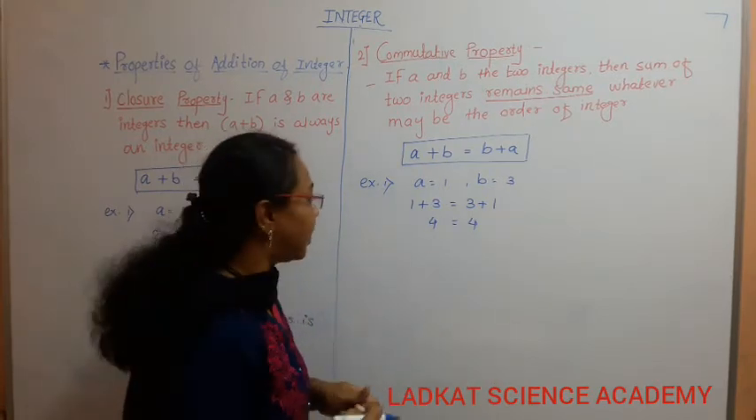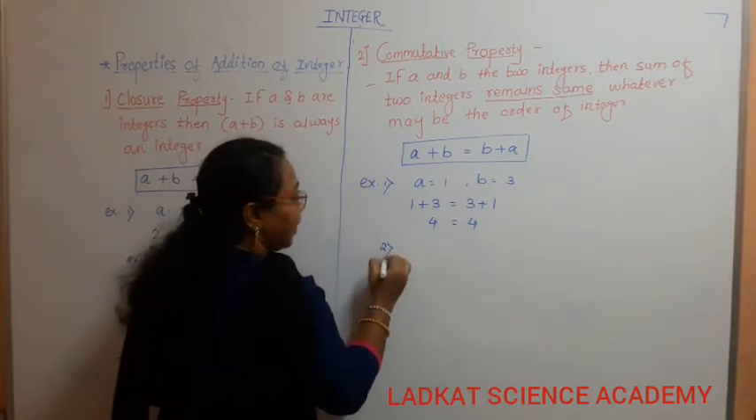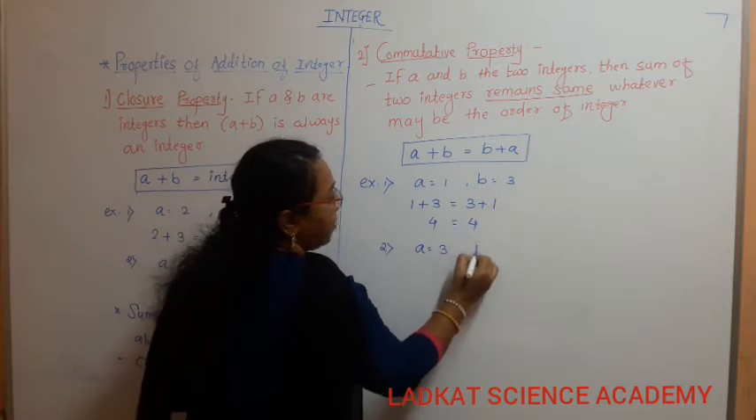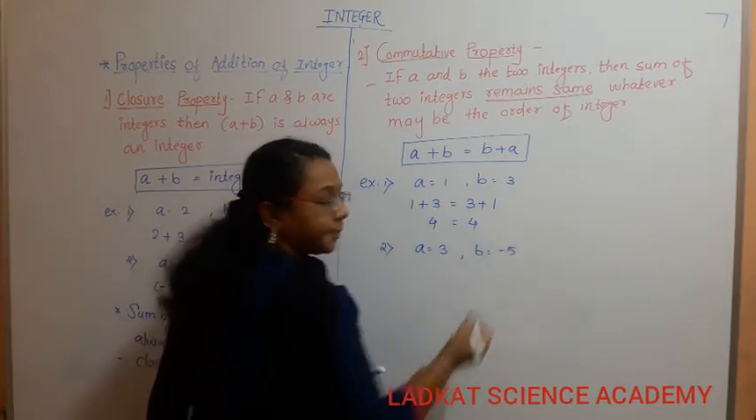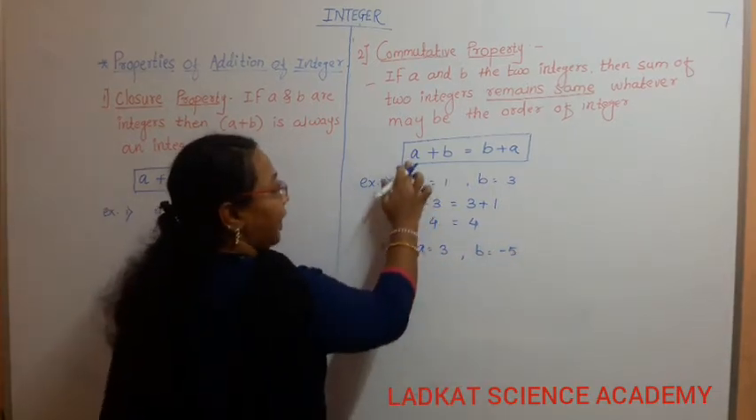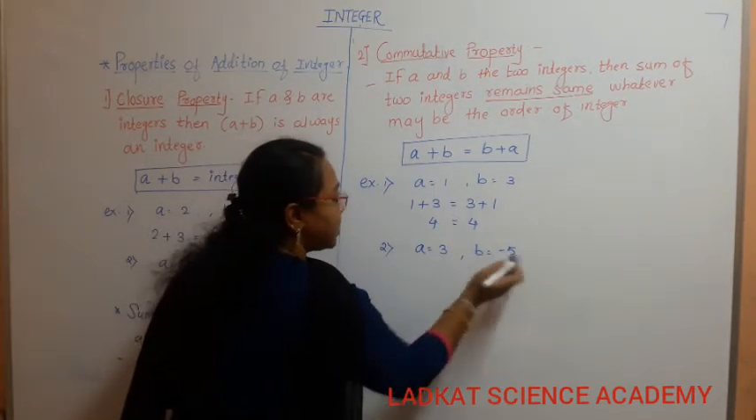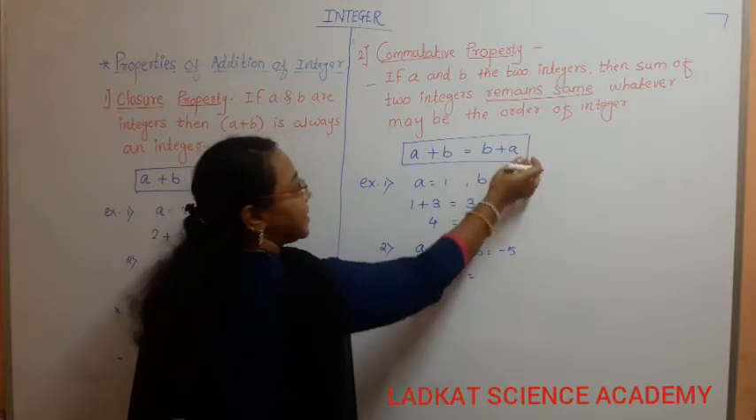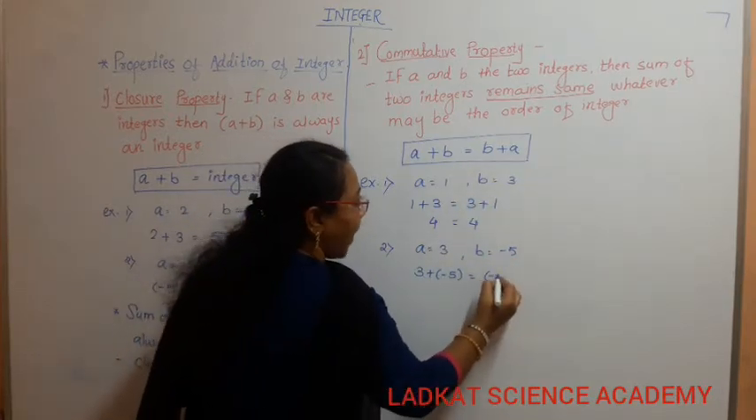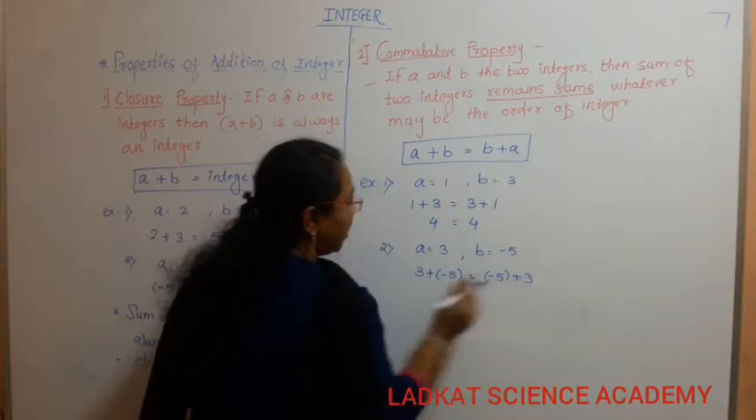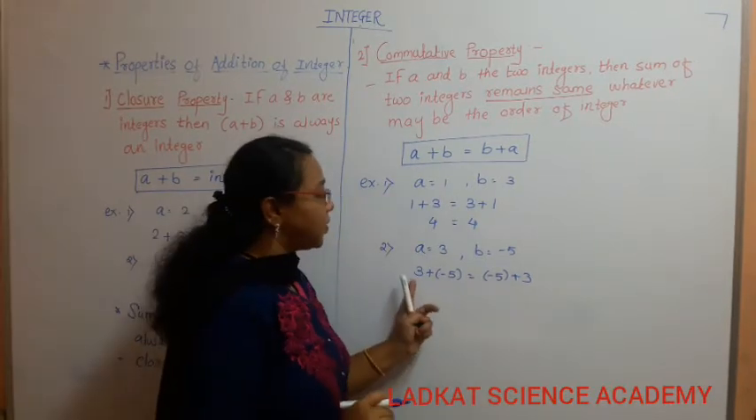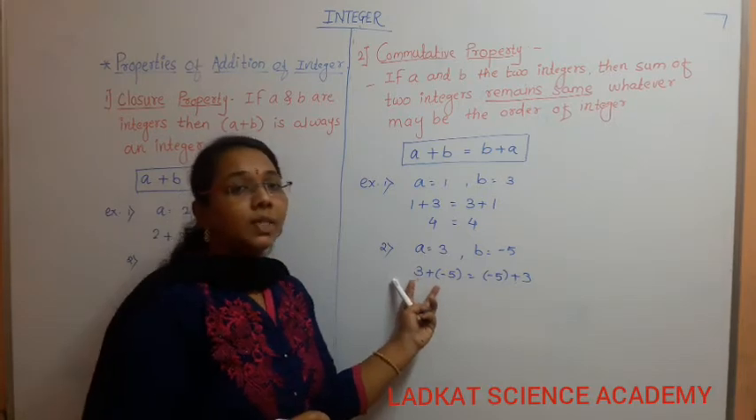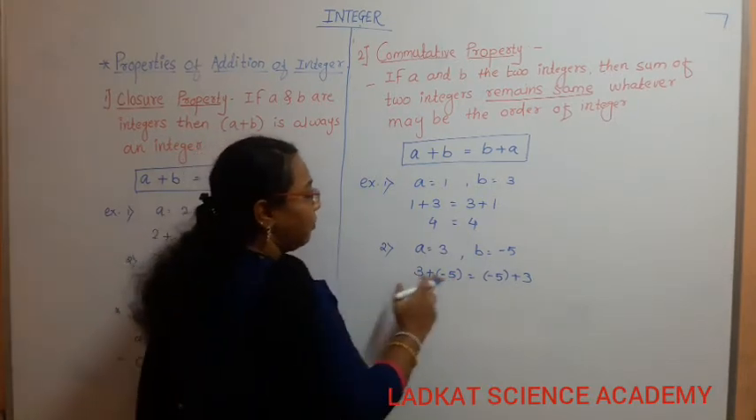Here we will take the second example, that is one negative and one positive number. A is equal to 3 and B is equal to minus 5. Then A plus B means what? 3 plus minus 5. And B plus A means first we will take the B value, minus 5 plus 3. One positive number is there, one negative number is there. Means what? We have to do the subtraction here. What is the subtraction of 5 minus 3?